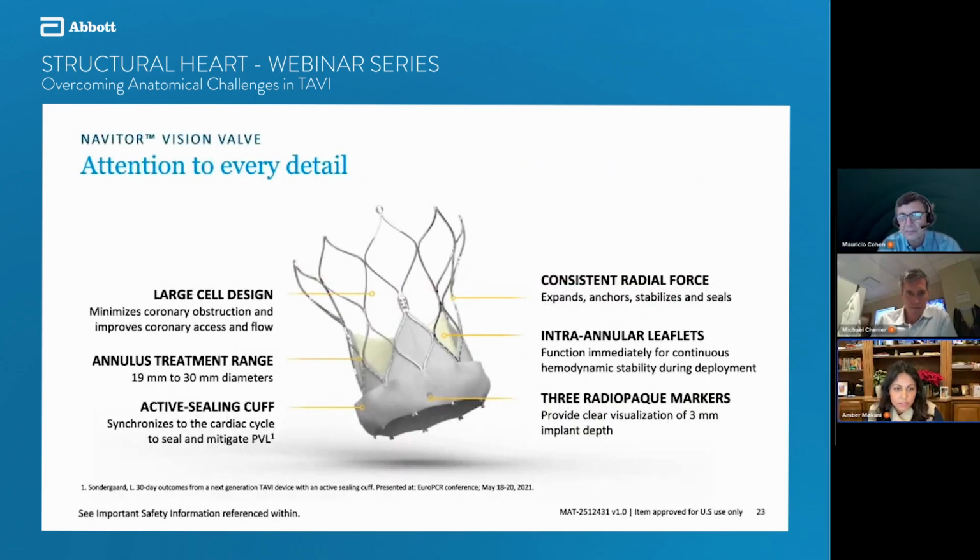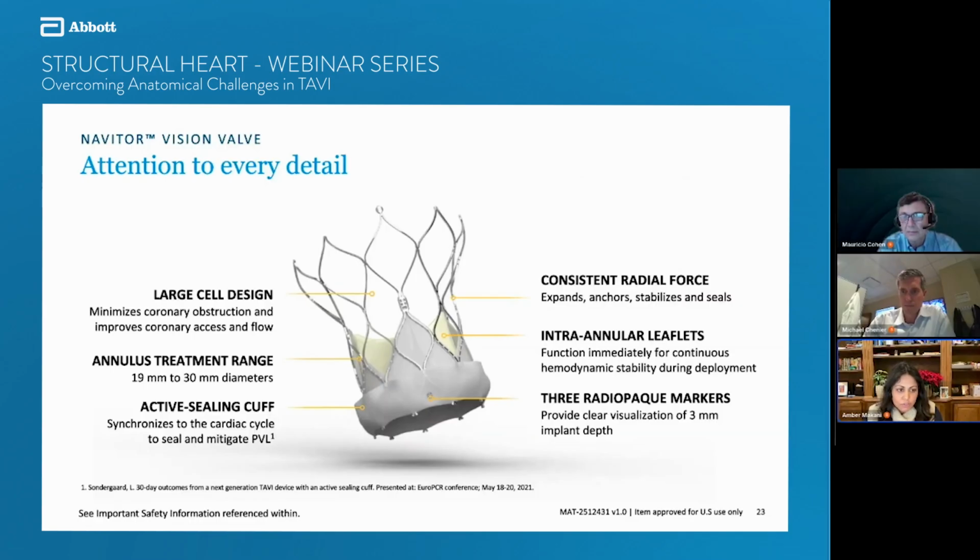And so looking at the cell design, you've got a large cell design, which as an interventional cardiologist is always kind of the dream with regard to handling these patients in cases of acute ACS. And so being able to access coronaries here is certainly less of an issue. You do have good radial force and good expansion as a result of it.